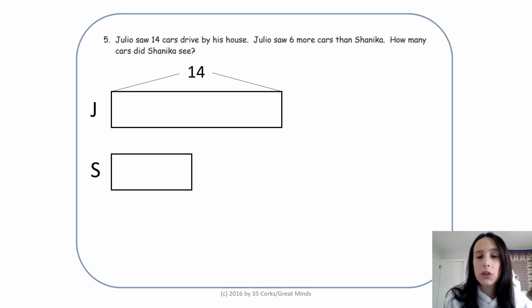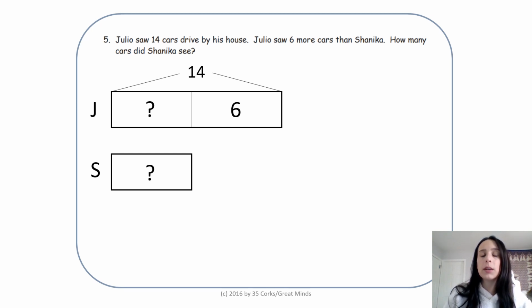We know that he saw a total of 14 cars drive by. We also know that Julio saw 6 more cars than Shanika. So I'm going to break it up. I'm going to put a 6 because I know he saw 6 more. And then I know the rest would be the same as how many Shanika saw.